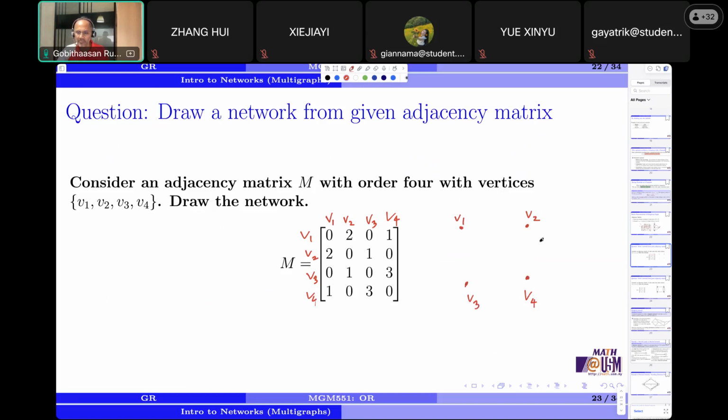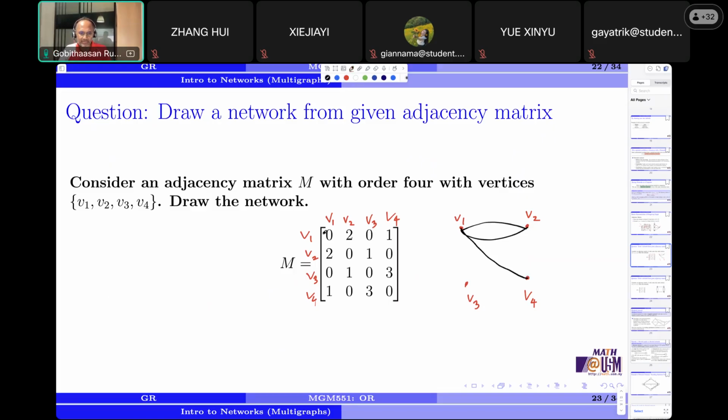Remember, the points are coordinate free, you can put them anywhere you like, as long as the edges stay intact. So for example, V1 is not connected to V1, right? And then V1 is connected to V2. There are actually two bridges connecting V1 and V2. So 2. And then V1 to V3, no. V1 to V4, there's 1.